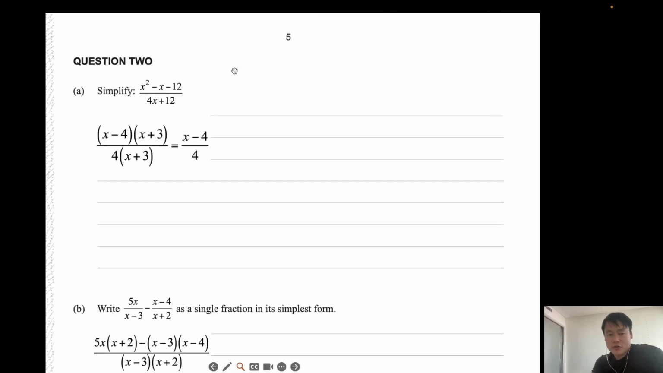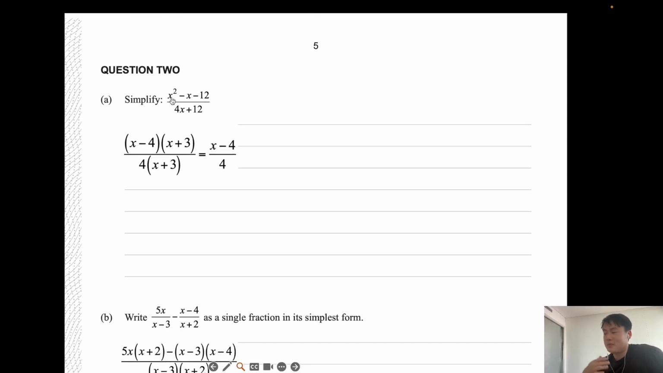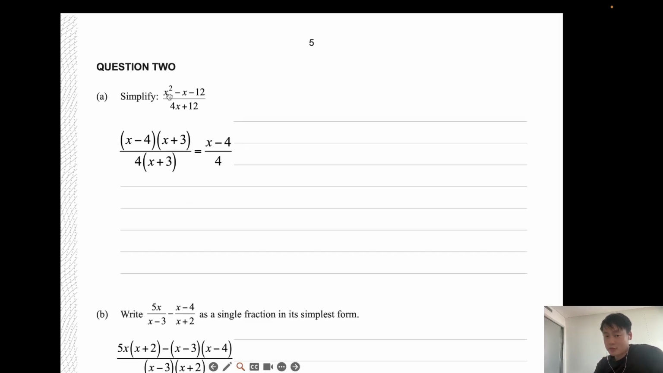This question over here, I'm sure you recognize the only way this can be simplified. Look at the top. The top cannot be anything else other than potentially something factorized. So you can either tell straight away that it's factorizable, or you recognize you have to factorize it because that's the only way this thing can be simplified. Okay? x squared minus x minus 12.